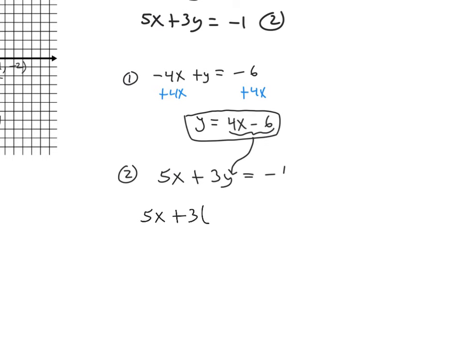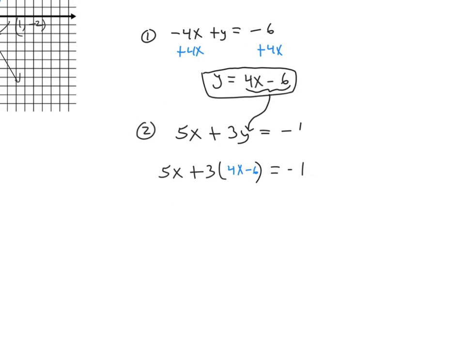Okay, so I'm going to go ahead and substitute what y equals. In this case, it's the expression 4x minus 6. Okay, and you see how I have only one equation with one variable? Only x is all the way across. So now I can go ahead and start solving for the value of x. Distribute here, 12x minus 18 equals negative 1. Combine like terms, that's 17x minus 18 equals negative 1.